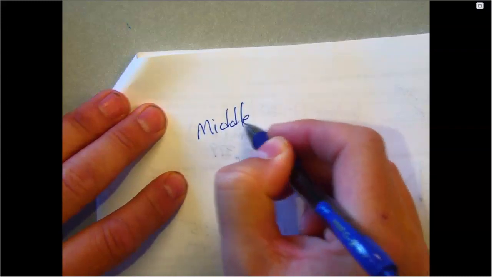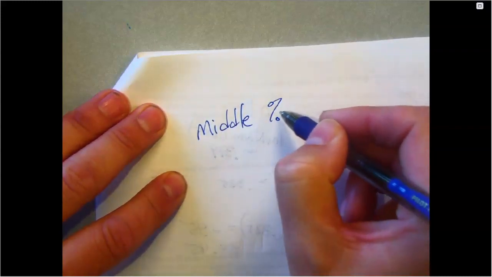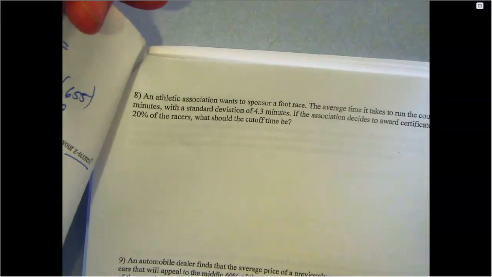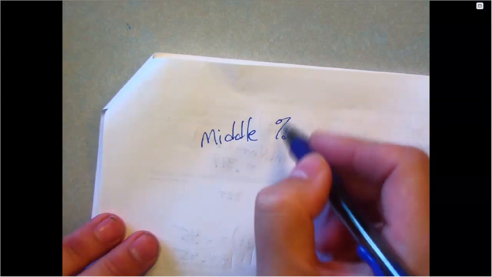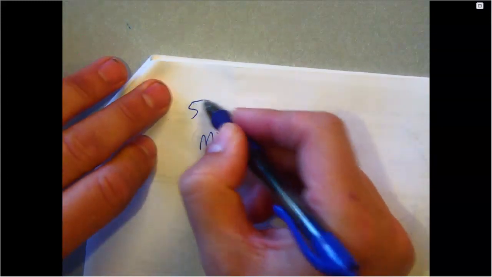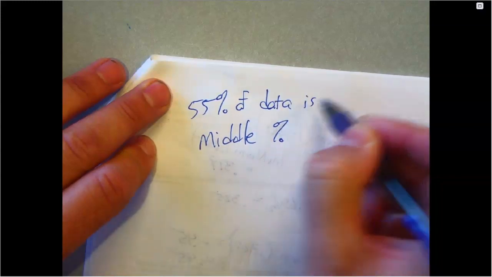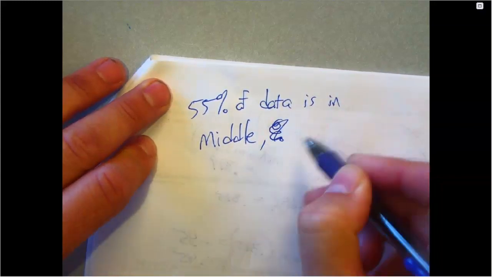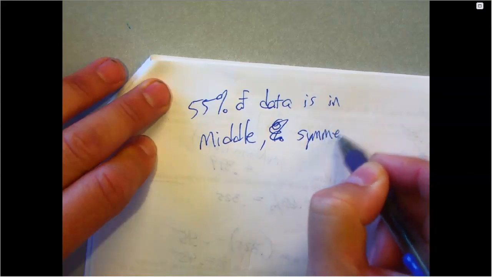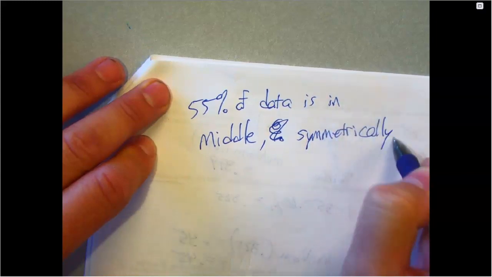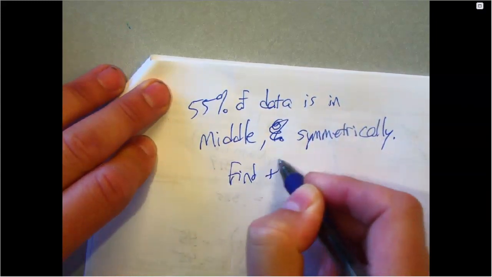I would like you to do another one of those. Let's say I'm just making up another number. Middle percent, I'll rephrase it. 55% of data is in the middle, symmetrically. Find the z-scores.